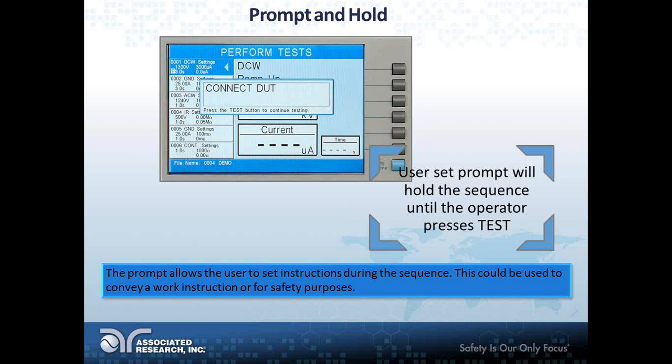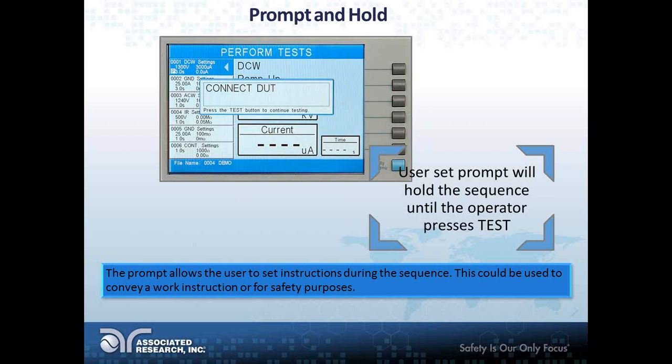I could say disconnect HV lead and apply to pin 2. And the nice thing here is that the unit will stop the sequence, the prompt will come up and give the operator instruction. The operator has to push the test button to proceed. So it's almost a foolproof way to make sure that your instruction carries out properly, but you can also use it as a safety feature.